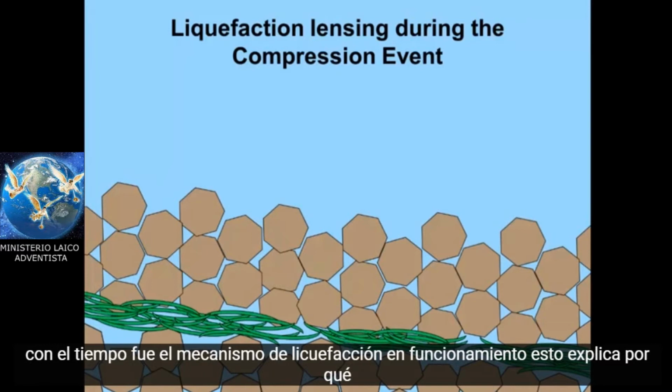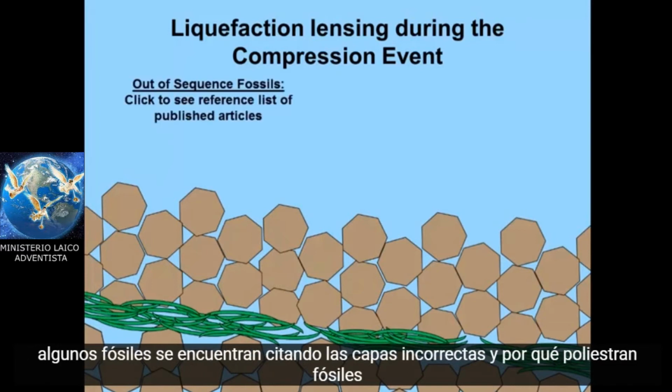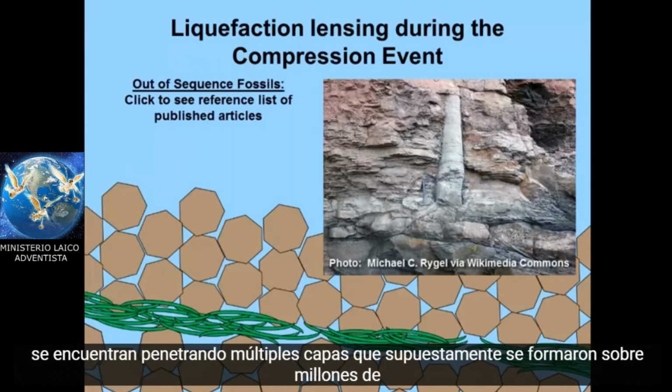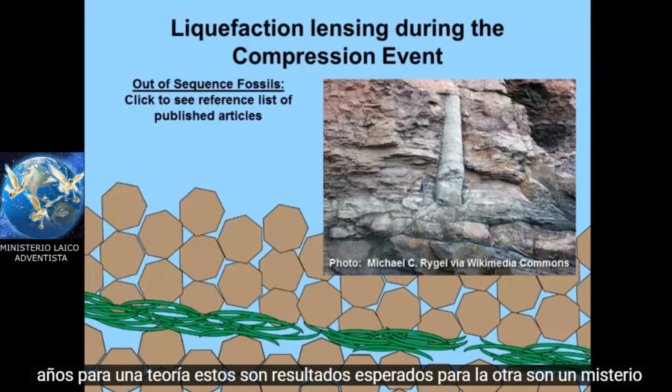This explains why some fossils are found in, quote, the wrong layers, and why polystrate fossils are found penetrating multiple layers that allegedly formed over millions of years. For one theory, these are expected results. For the other, they are a mystery and therefore must be ignored.